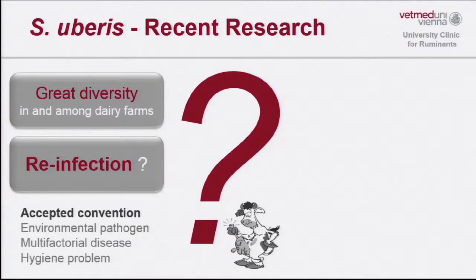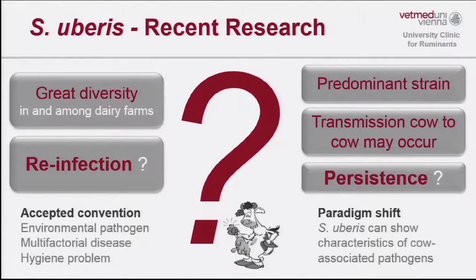Subtyping studies reveal two different observations. On the one hand, there's a great diversity in and among dairy farms described. Recurrent mastitis is explained with reinfection. And this supports the accepted convention that Strep uberis is an environmental pathogen and hygiene problems lead to an increase in mastitis cases. On the other hand, working groups found strains predominating on farms.